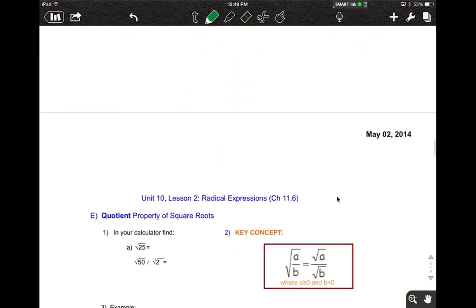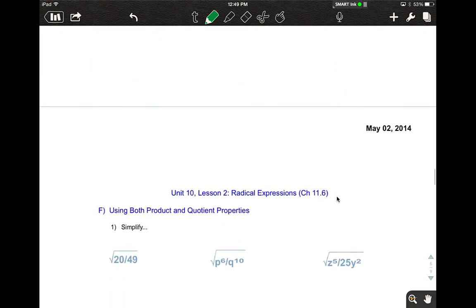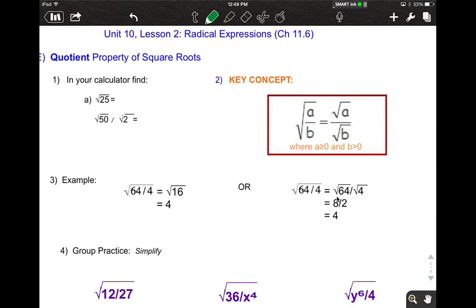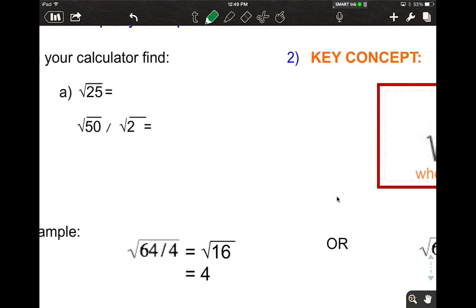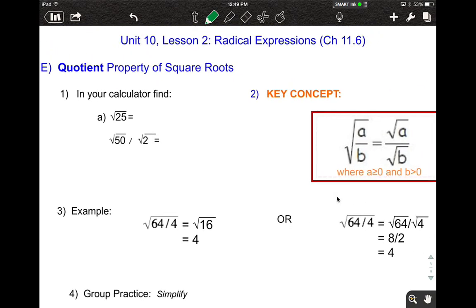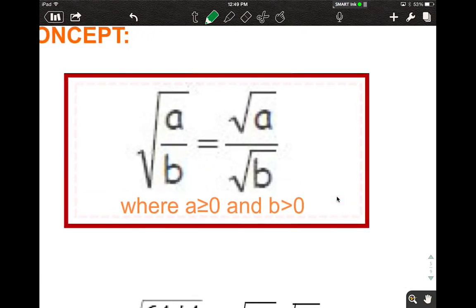Our next and final slide, so stick with me, guys, is dealing with quotients. The same idea applies. You can split a number into two different options if you have a fraction. Let me look at it here. I think this is the best way to say it.